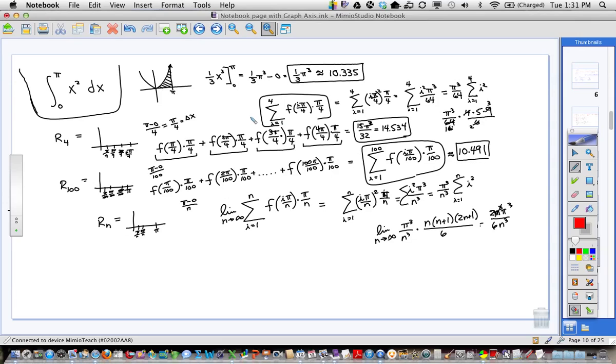The n cubes cancel. So it'd be what? 1/3 pi cubed. Isn't that awesome? Some of you haven't seen it yet. Why is that awesome? That's the exact answer, because that is the exact answer of the area. See? The infinite number of rectangles gives the exact area.